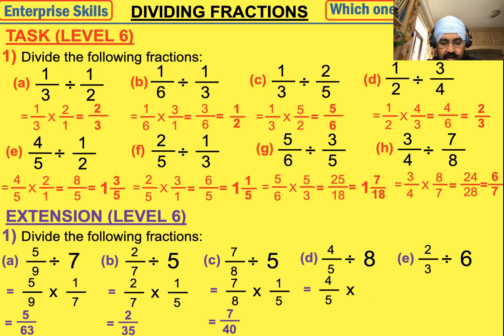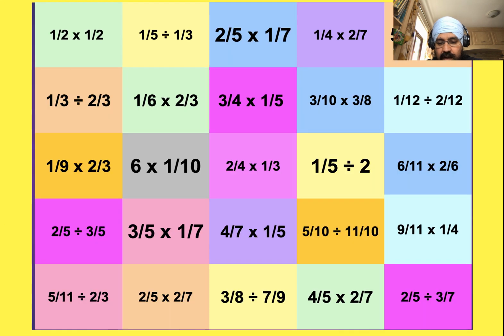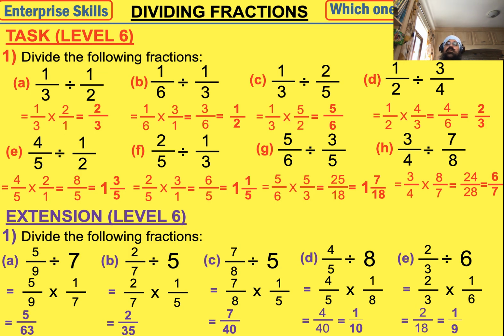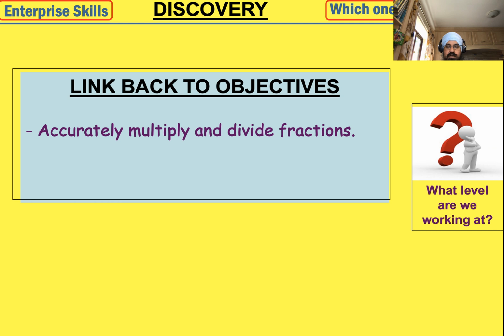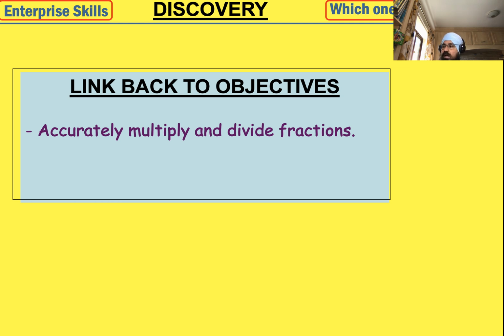The key thing you need to remember is when you multiply, you multiply the top with the top, numerator with numerator, and denominator with denominator. With dividing fractions, you do keep, change, flip: keep the first part of the fraction as it is, change the divide to multiply, and flip the fraction. So that was all about accurately multiplying and dividing fractions. I hope you gained something and refreshed it, and you've understood how we do that.